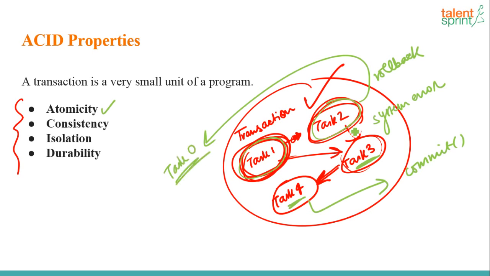You cannot do 2 tasks and leave 2, or you cannot do 1 task and leave 3. If you are stuck midway for any reason, for some system error, for some user error, for whatever error, you cannot leave a transaction in between. You have to either roll back to the original state or you have to somehow continue and complete the transaction. So every transaction that is done on a database has to maintain this feature that is referred to as atomicity.